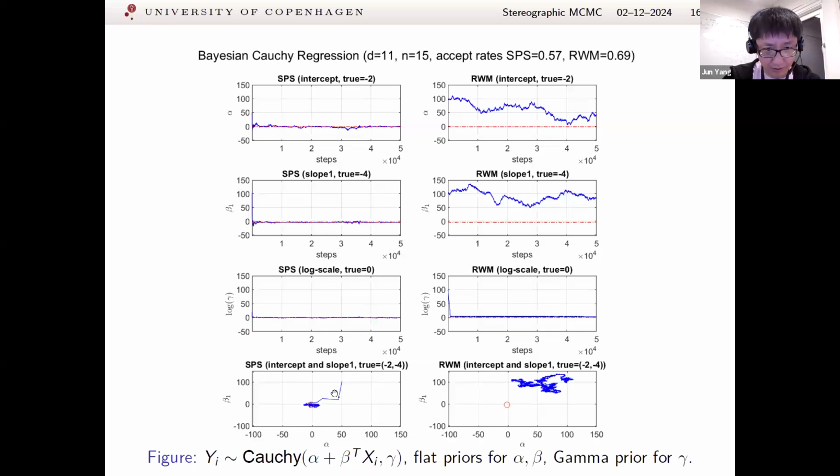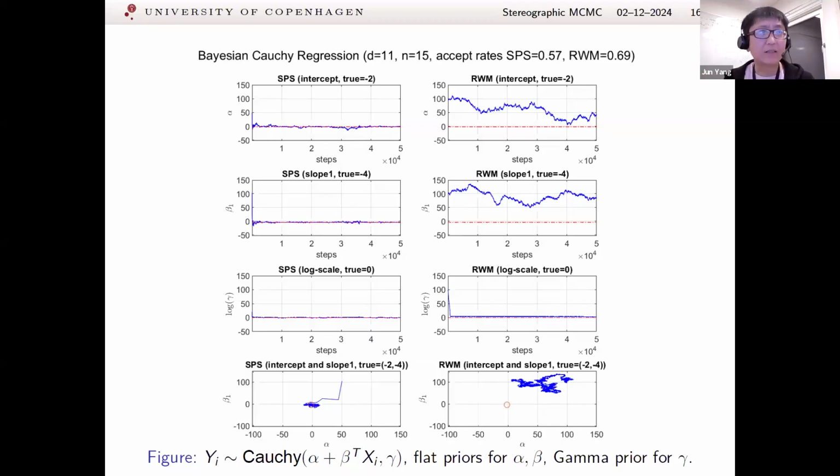If you look at this two-dimensional picture, the first coordinate is alpha, and the second coordinate is the first coordinate of the slope. So this SPS converges very fast. However, this random walk Metropolis shows diffusive behavior at the tail. It seems to have a very hard time finding where to go. Because this posterior is a heavy tailed target, this random walk Metropolis is not geometrically ergodic.